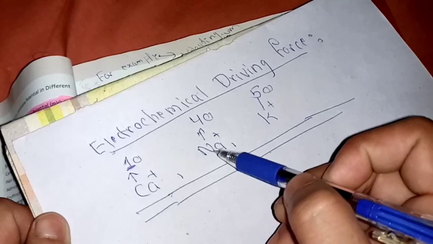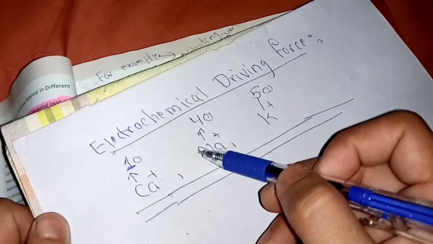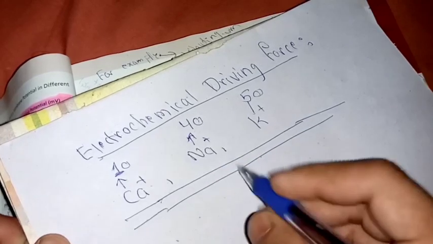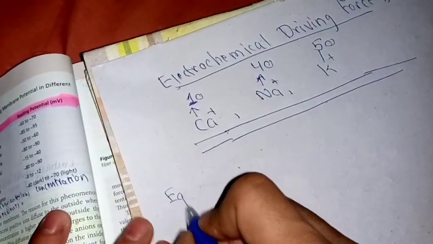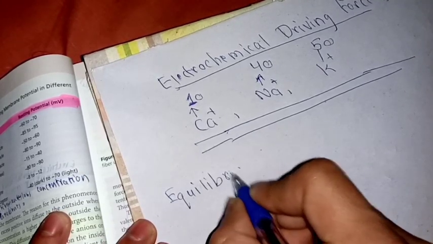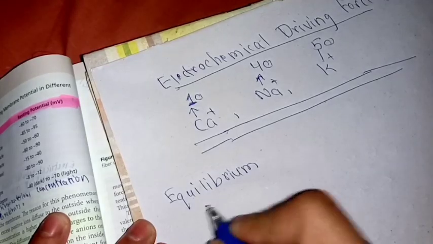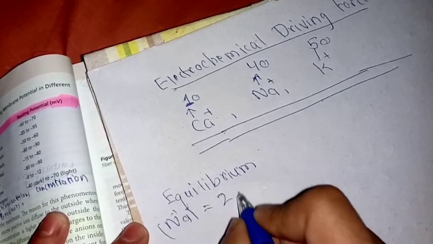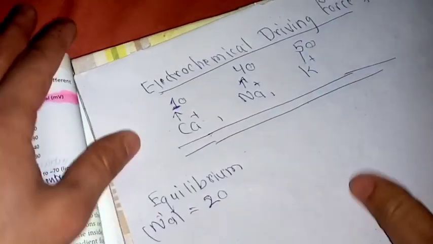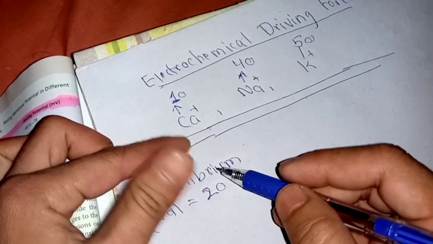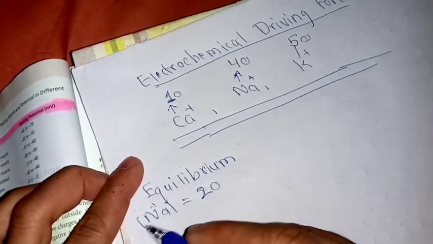For example, if we take only the example of sodium, the equilibrium potential for sodium ion is, let's suppose, 20. So the equilibrium potential means that the ion will stop moving across the membrane and it will be equalized on both sides. So this is the equilibrium potential for the sodium ion.